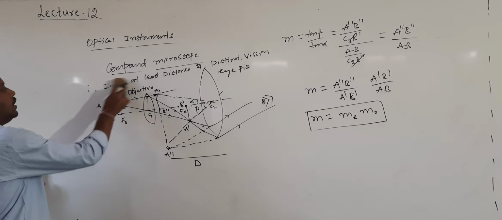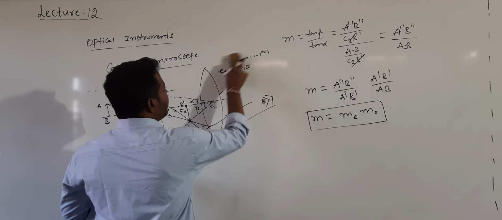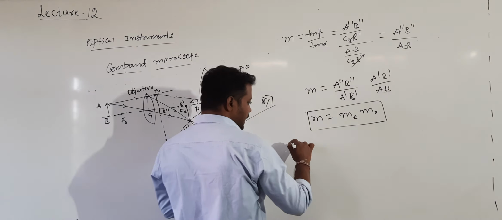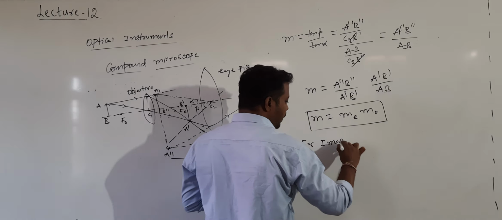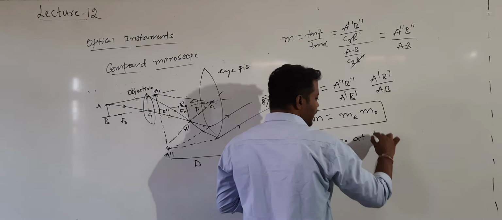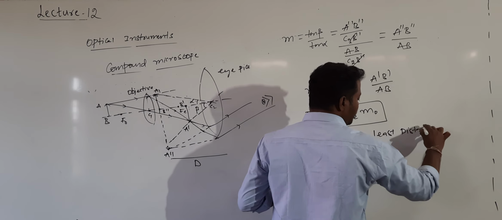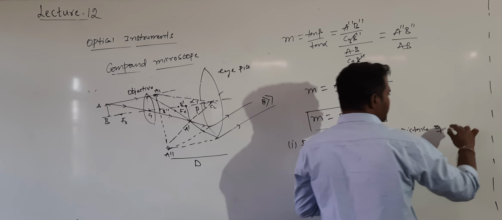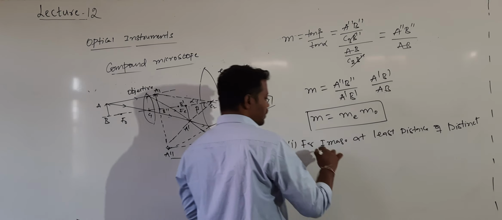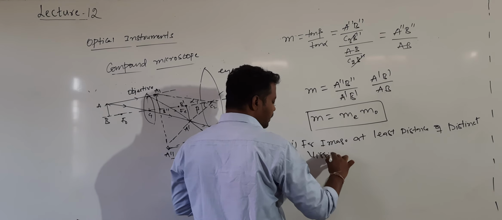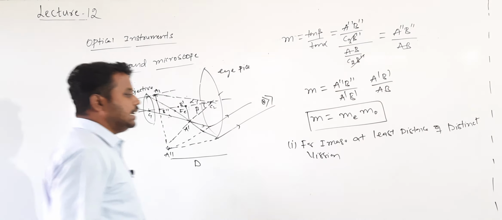Now I will write the cases here. Up to here it is common. After writing this, now let me write the condition. What is the condition? First condition: image at the least distance of distinct vision. In order to get the image at the least distance of distinct vision, what is the condition?